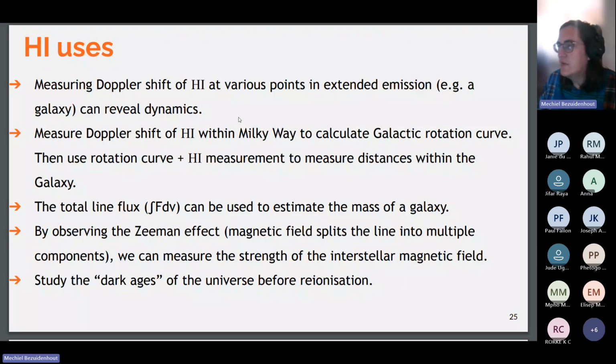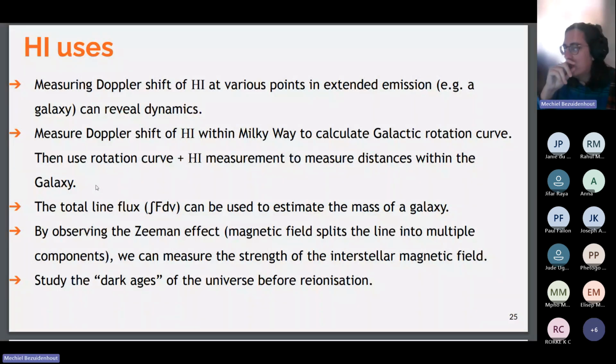Another thing that you can do is to measure the Doppler shift of H1 within the Milky Way, the local galaxy. If you know the distance to certain objects, you can use this measurement of the H1 to construct a galactic rotation curve. That's the speed of the rotation of the Milky Way as a function of radial distance from the center. And then you can use that rotation curve along with an H1 measurement at a given point in order to measure distances within the galaxy. So that can give you an independent measurement of the distances to different objects within the galaxy.